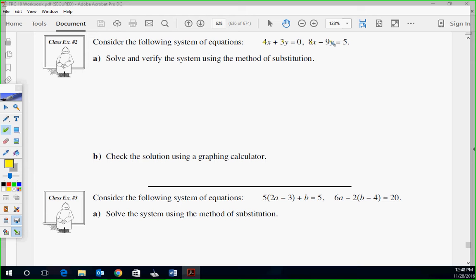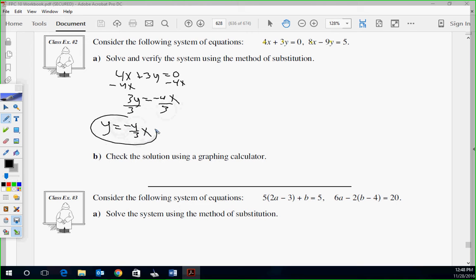So in general, Mr. Stanich, just tell me, we'll go with the 4x plus 3y. Do you want to solve for x or for y? There's not a wrong answer. You're just telling me what to do. Y. Okay, so we're solving for y. 4x plus 3y equals 0. I'm solving for y. Minus 4x. Divide by 3. Y equals negative 4/3 x. You can put plus 0 if you'd like.